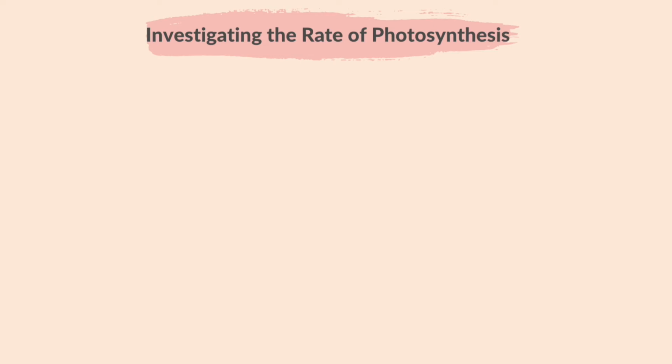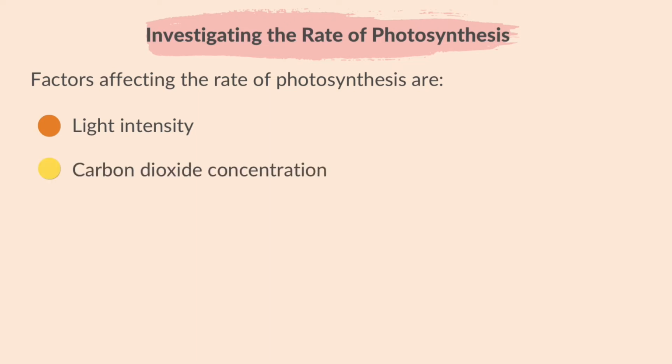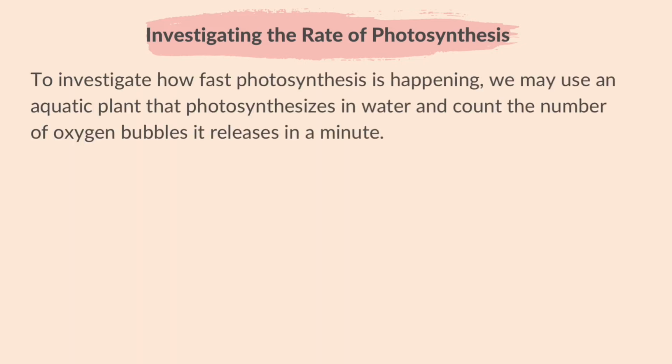Now that we've established that plants need chlorophyll, light, and carbon dioxide for photosynthesis, let's investigate the factors that affect the rate of photosynthesis. They are light intensity, carbon dioxide concentration, and temperature. To investigate how fast photosynthesis is happening, we may use an aquatic plant that photosynthesizes in water and count the number of oxygen bubbles it releases in a minute.